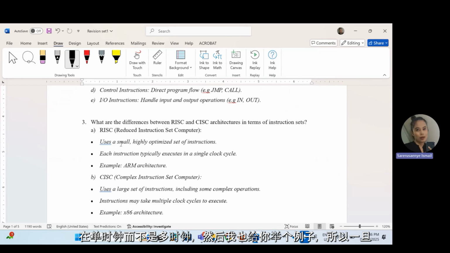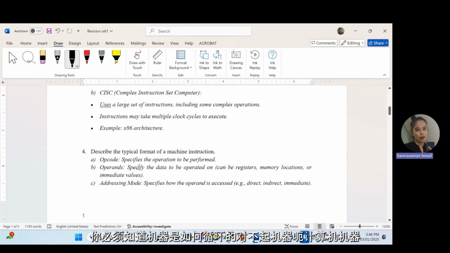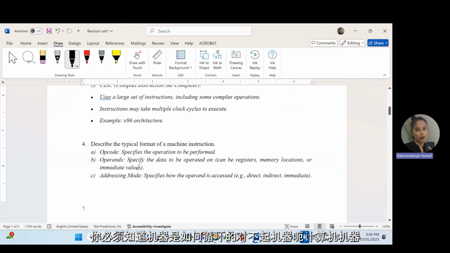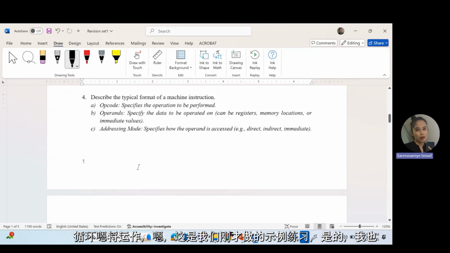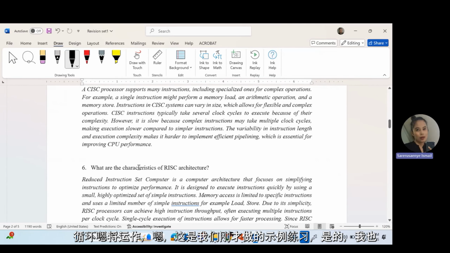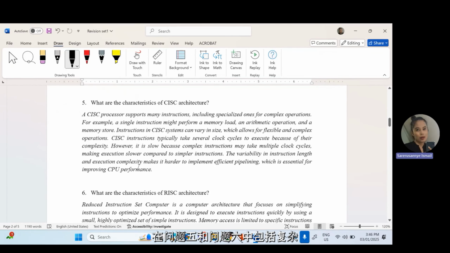And then I'm also giving you an example on that. Once you have that, you need to know how the computer machine cycles operate, which is the example exercise we did just now. And I also include in question number 5 and question number 6 the characteristics of complex instruction and reduced instruction. As you can see in here, they are more in point form.